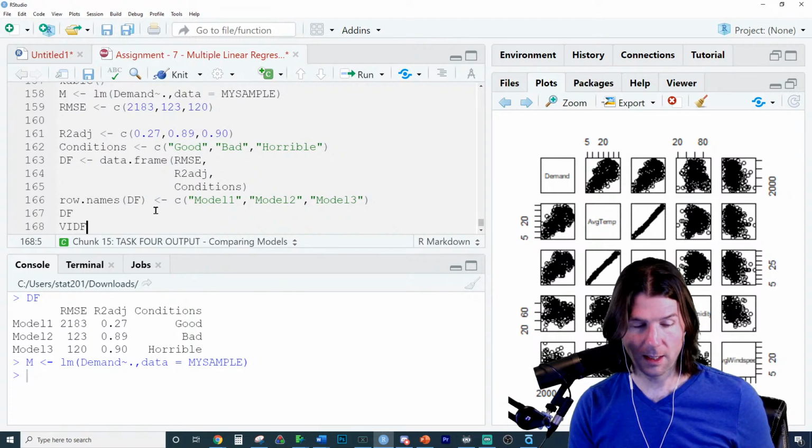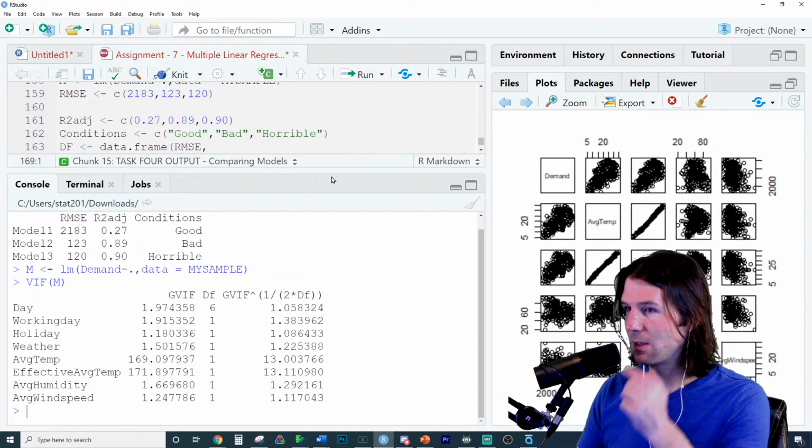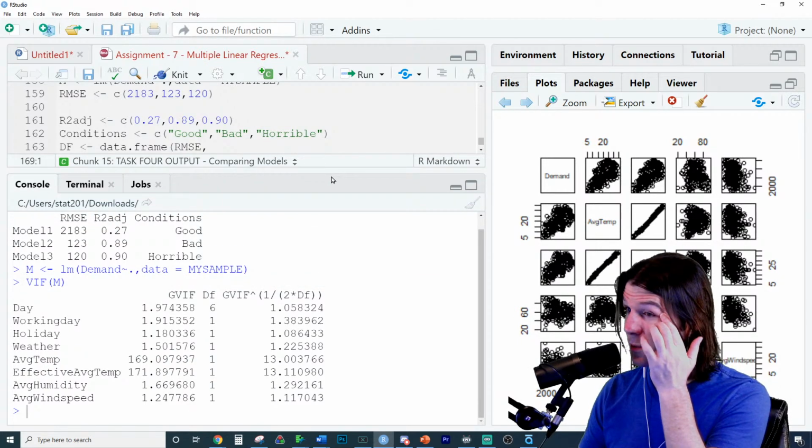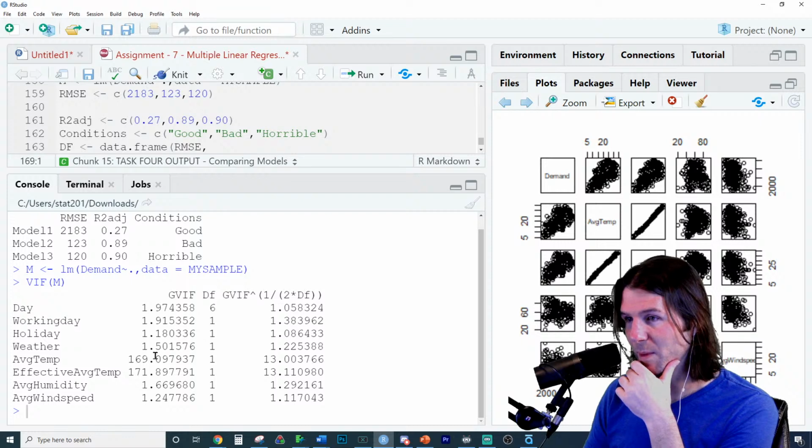Okay, the model has VIFs now. VIF is variance inflation factor. We will cover this next class. This one has a little bit extra. What is the C? It's because there's a categorical variable. But these are basically VIFs right now, and there are pretty big issues right here.